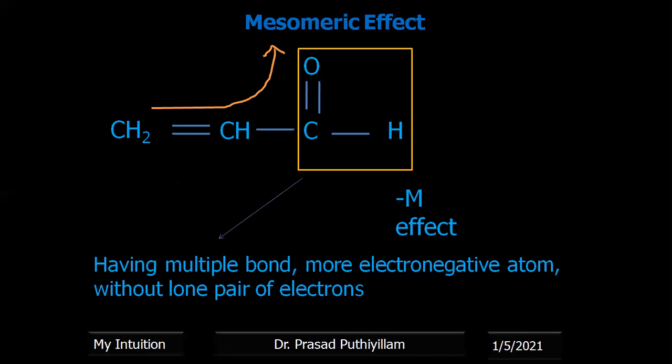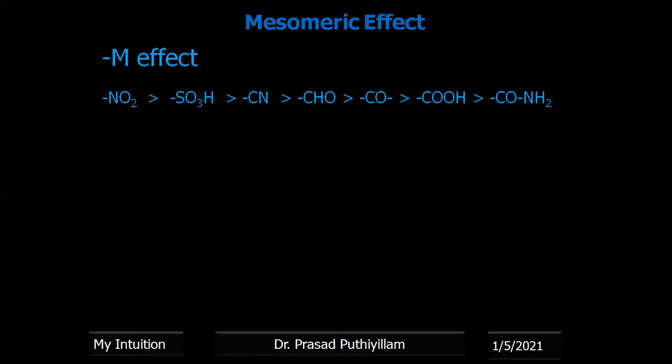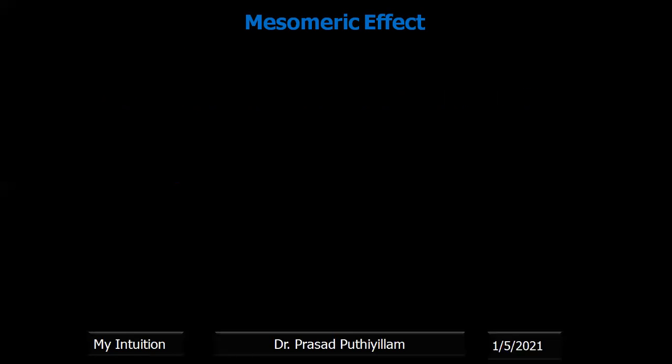The group or group of atoms having a multiple bond or being more electronegative, without a lone pair of electrons, will give the minus M effect. For example, the order is represented here: NO2, SO3H, cyanide, aldehyde, ketone, acid, and amide, CONH2. This is the decreasing order of minus M effect groups.